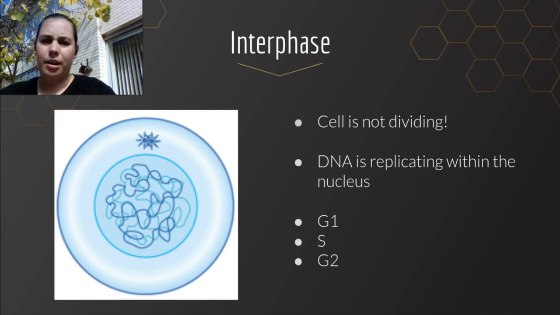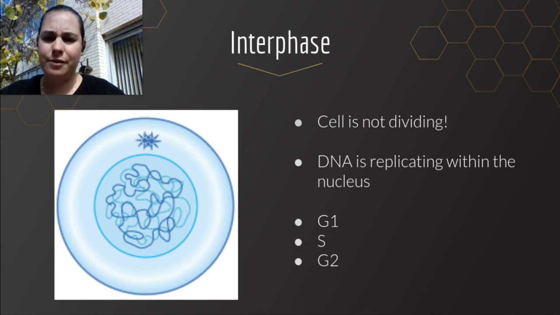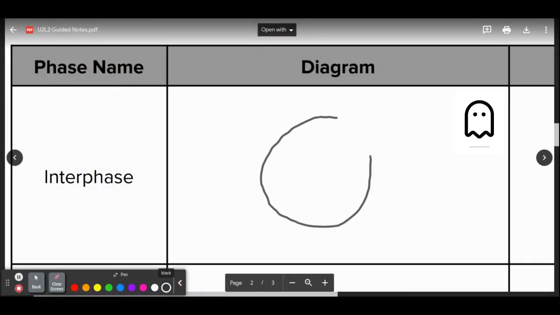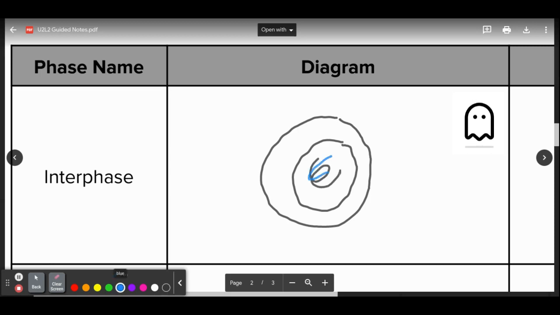All right, let's start off with interphase. My important event here is that my cell is not dividing in interphase. DNA is replicating, it's going through G1, S, and G2. Ghost Miss Judd, can you show us how to draw this? In interphase, I have my cell, my nucleus is still intact, and my DNA has been replicated. So I have a bunch of replicated DNA on the inside.